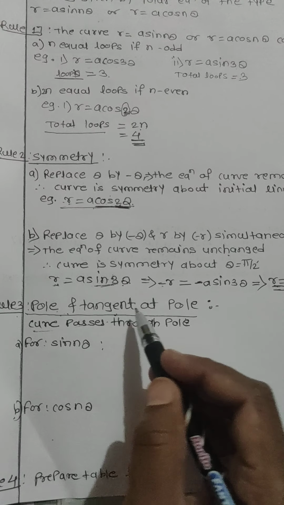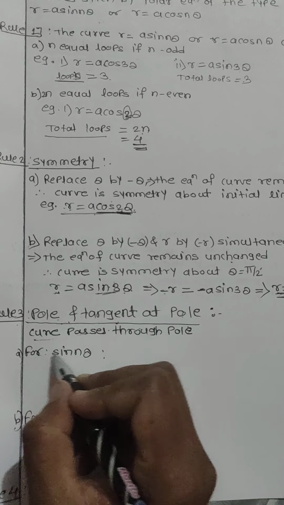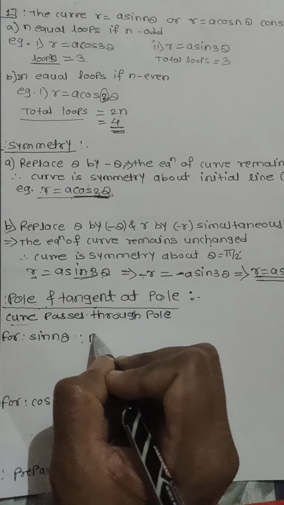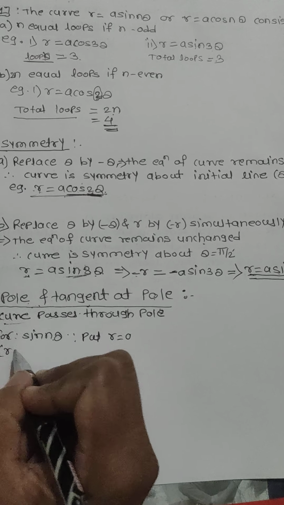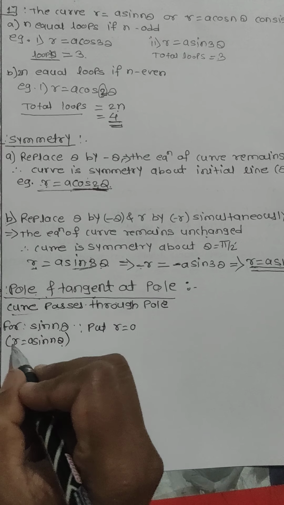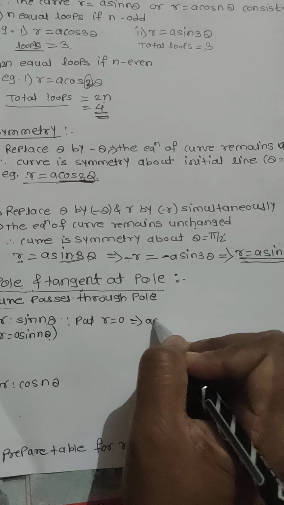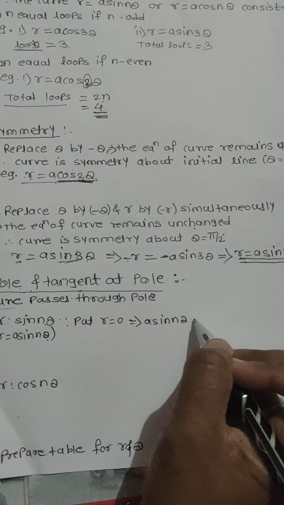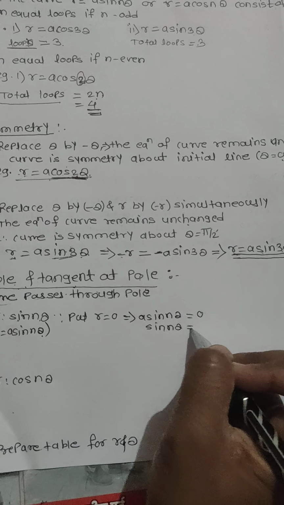After that, we have to find the tangent at the pole. So how to find the tangent at the pole? For sine n theta, we have to put r equal to 0. What is the equation? r equal to a sin n theta. So we have to find the tangent at the pole, so r equal to 0. That means we have to write down here a sin n theta equal to 0, that is sin n theta equal to 0.